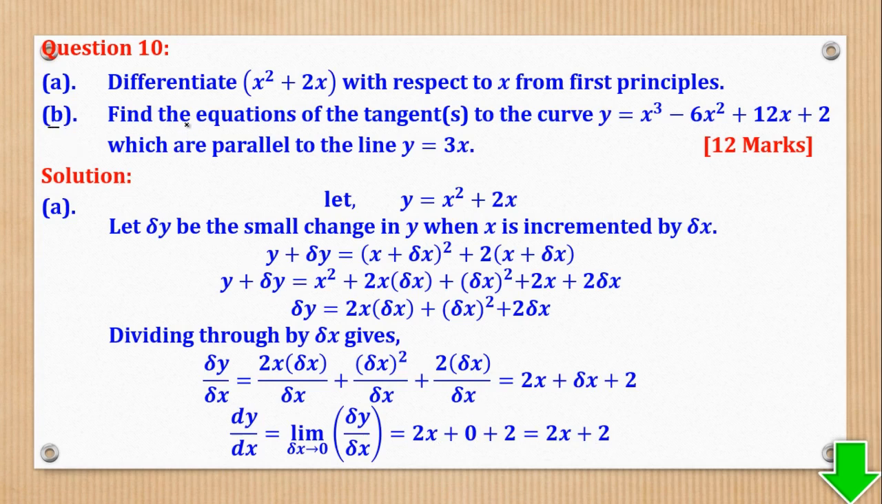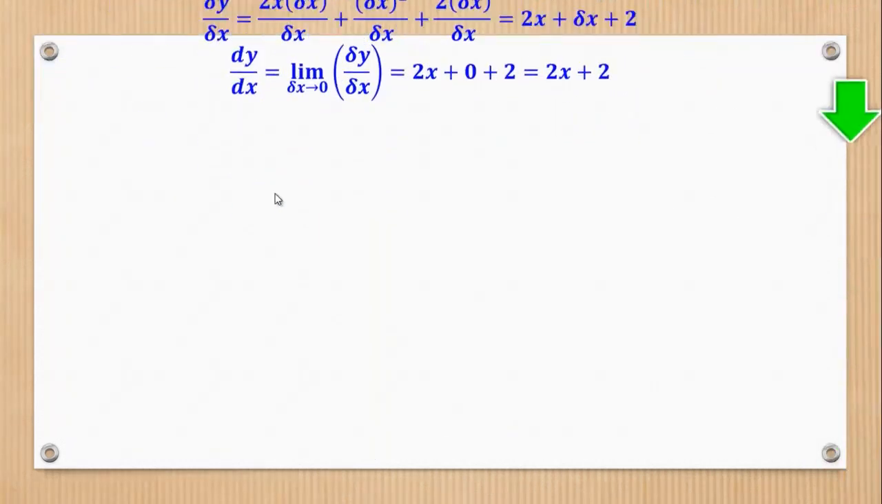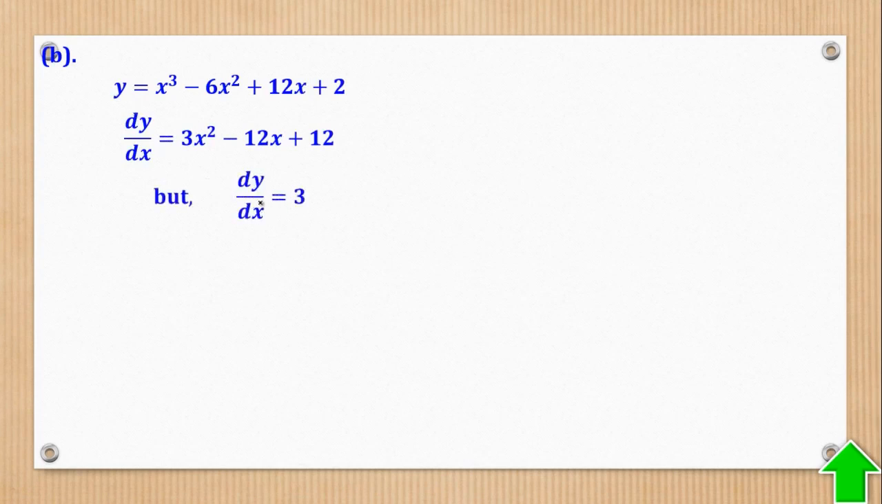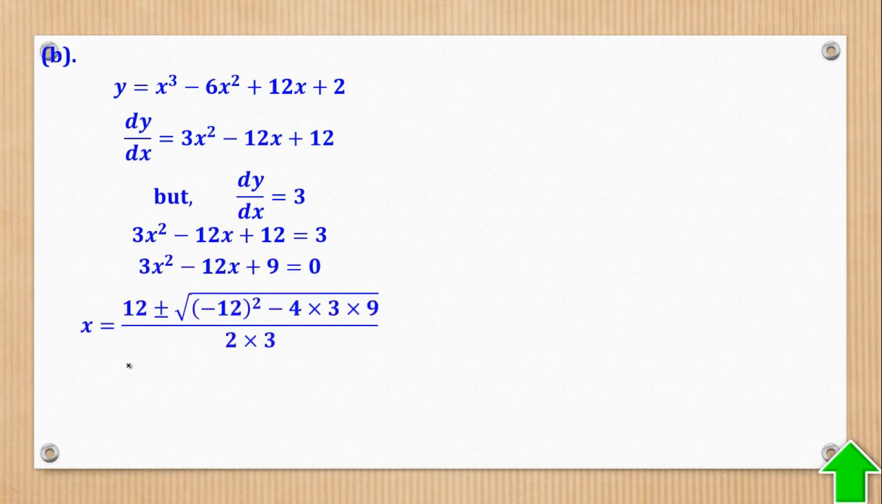Then part B says, find the equations of the tangents to the curve this, which are parallel to the line this. So parallel lines have the same gradients. So this is the curve. I have to first get the gradient function by differentiating, but I know that the gradient is equal to 3. So I come and equate to 3 and get a quadratic, solve it, get the values of x. So I have to get the corresponding values of y.